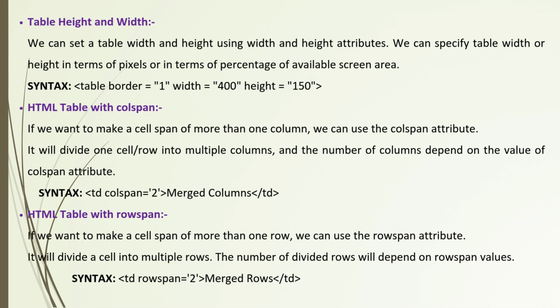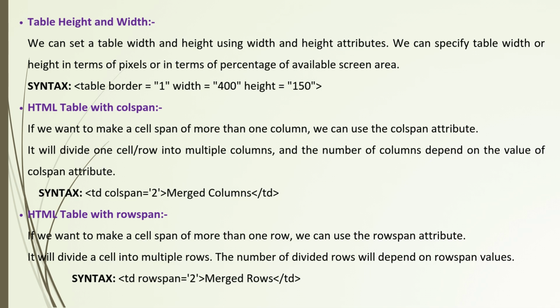HTML table with colspan. If we want to make a cell span more than one column, we can use the colspan attribute. It will divide one cell row into multiple columns, and the number of columns depends on the value of the colspan attribute. Colspan to merge columns.